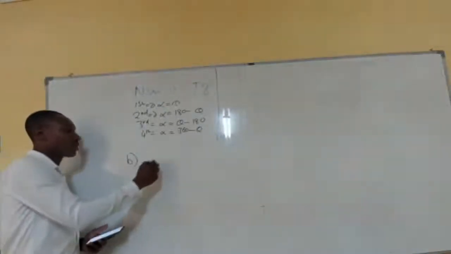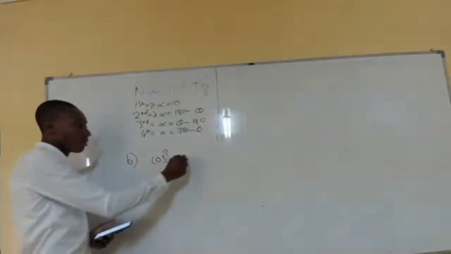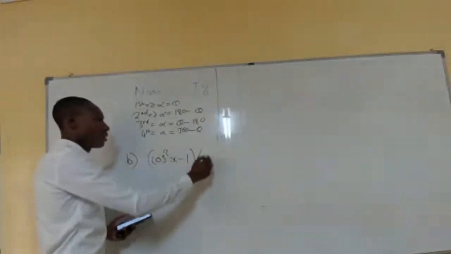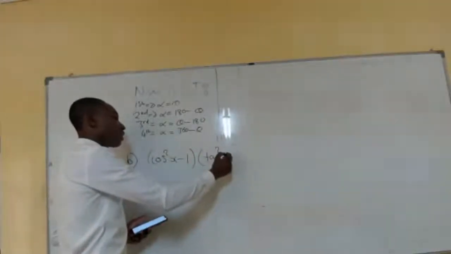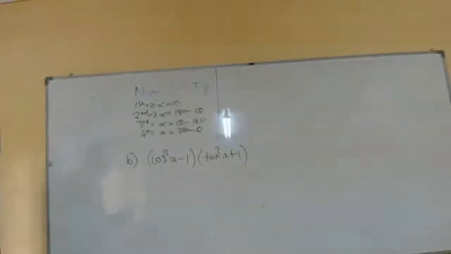B says cos squared x minus 1, multiplied by tan squared x plus 1. So that is what we have: cos squared x minus 1 multiplied by tan squared x plus 1.